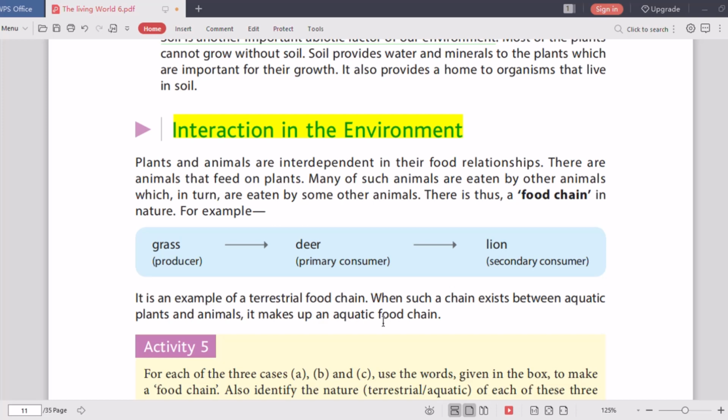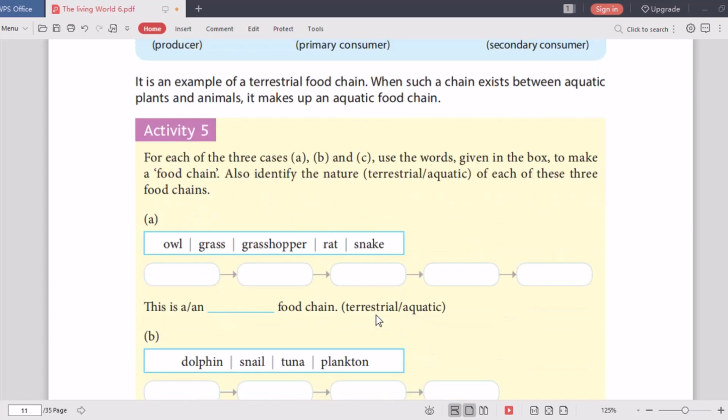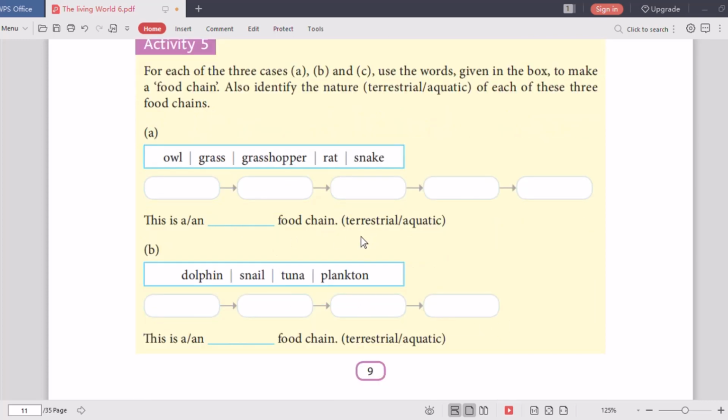When such a chain exists between aquatic plants and animals, it makes up an aquatic food chain. So here the first one is the grass. Grass is eaten by grasshopper, and grasshopper is eaten by rat. Rat is eaten by snake. Snake is eaten by owl. It is a terrestrial food chain.